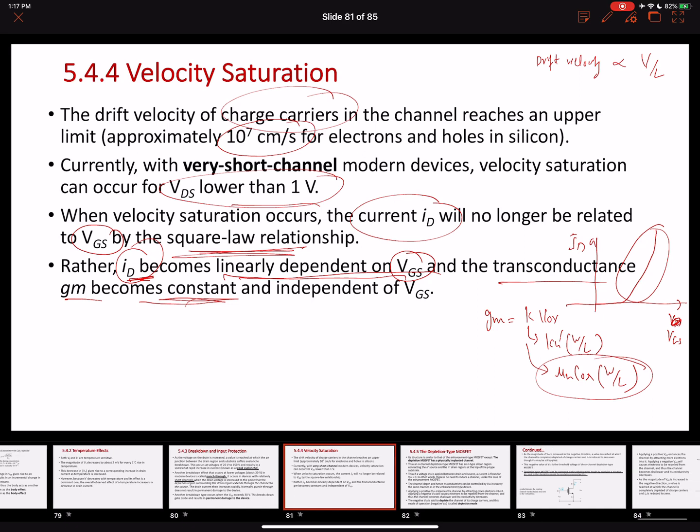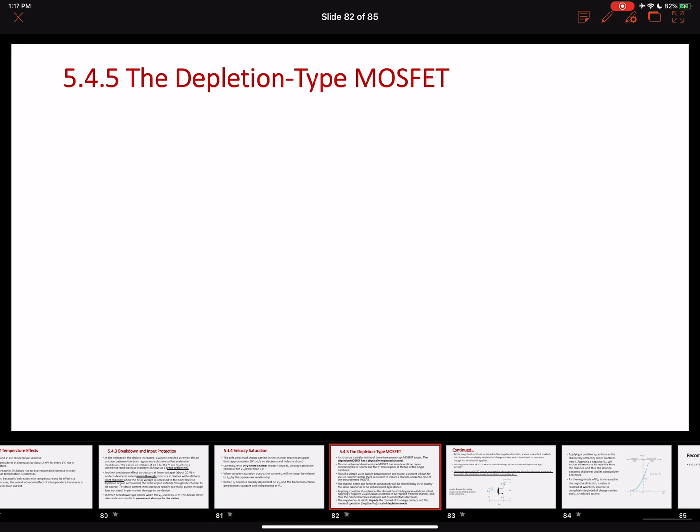Okay, so now we have one final topic before we end this chapter, and that is talking about the depletion type MOSFET. All the MOSFETs we have been talking about for the last many lectures are the enhancement type MOSFET.